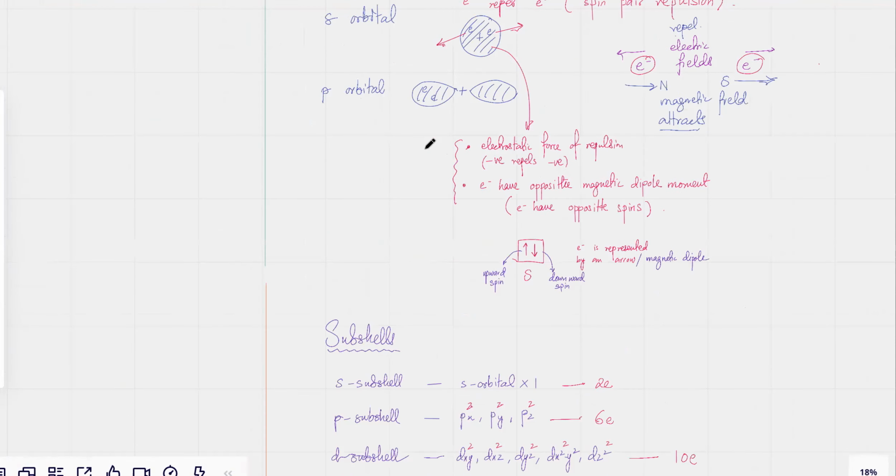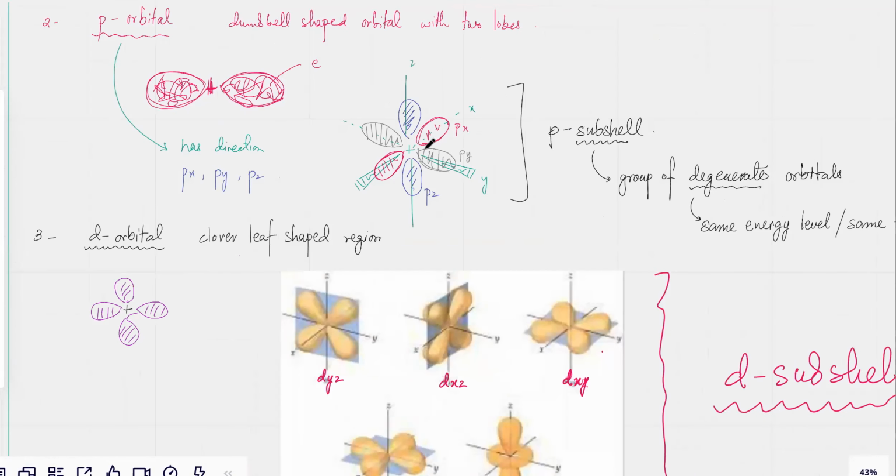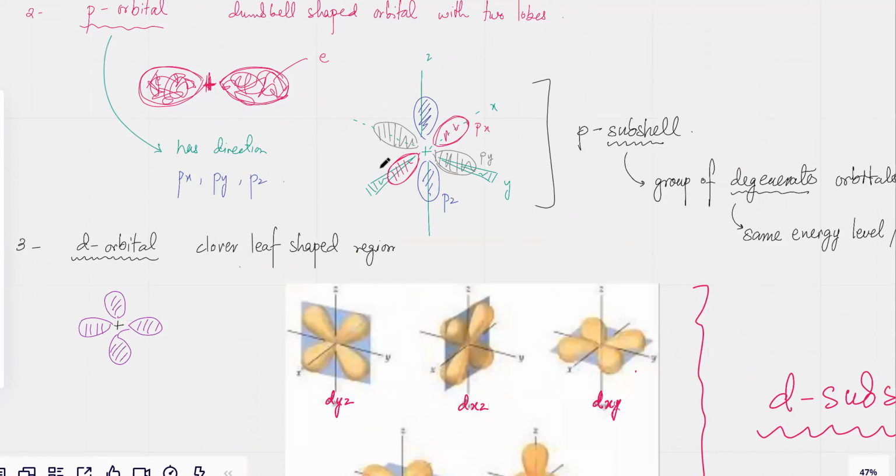Where did it go? Just a second. Over here. This is how your p subshell looks like. This is one orbital, this is another orbital, this is the third orbital. So a maximum of 6 electrons can be accommodated, 2 in each orbital. Right now you just have 1 electron, so there's going to be 1 electron in this area. The rest of the 2 are going to be completely empty.